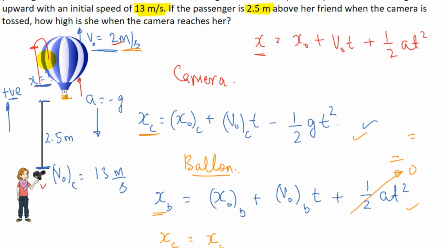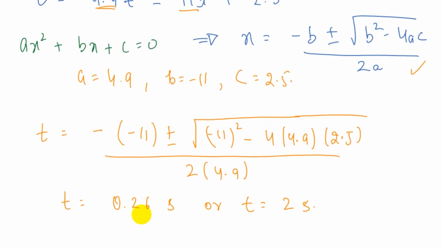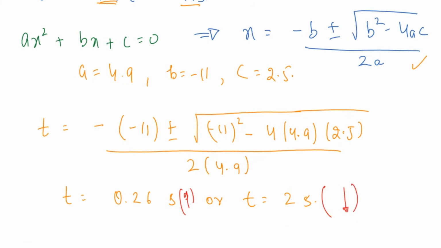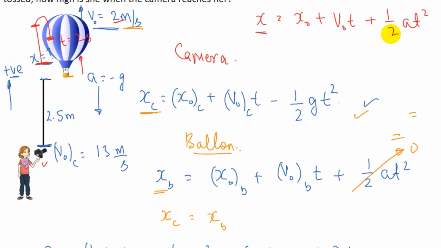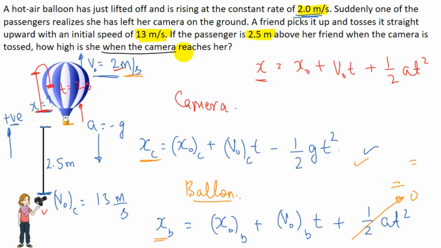Now when it comes back again, the passenger has a chance to catch the camera, and at this instant the time is 2 seconds, and at this instant the time was 0.26 seconds. So this is what is happening. Both times are correct. This is the time when the camera is moving in the upward direction, and this is the time when the camera was moving down. So we have calculated the time at which the camera reaches her, but we need to find how high she is when the camera reaches her.